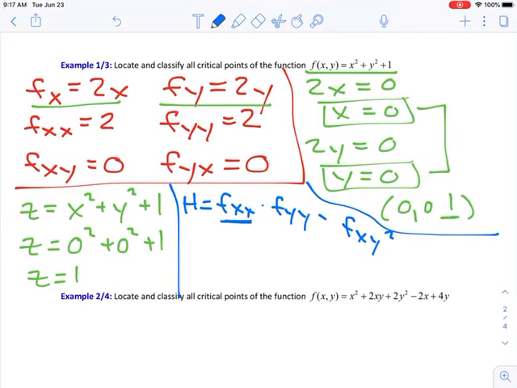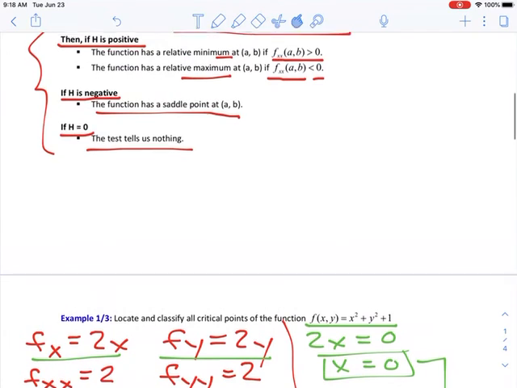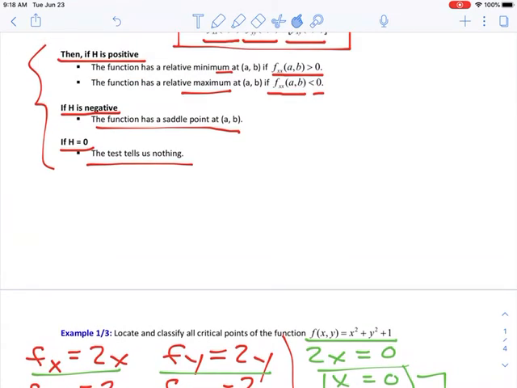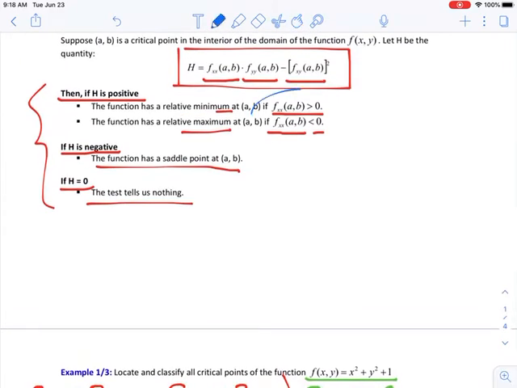And so fxx is 2 times fyy is also 2, and f of xy is 0 squared. So 2 times 2 is 4. So the Hessian is 4. It's positive. That's the key thing here, is we don't actually care about the number. We just want to know that it is positive. And so according to our rule, if the Hessian is positive, the function has a relative minimum or relative maximum, depending on the nature of the second partial derivative with respect to x.